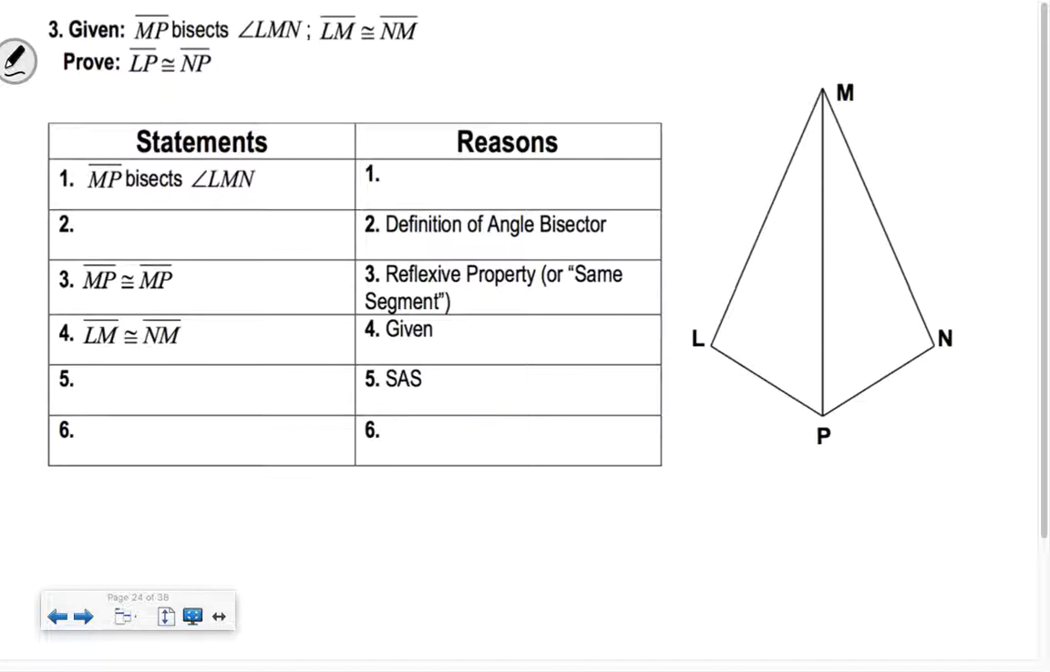MP bisects angle LMN. So we have these two are congruent. And then LM is congruent to NM. So those two are congruent to each other.